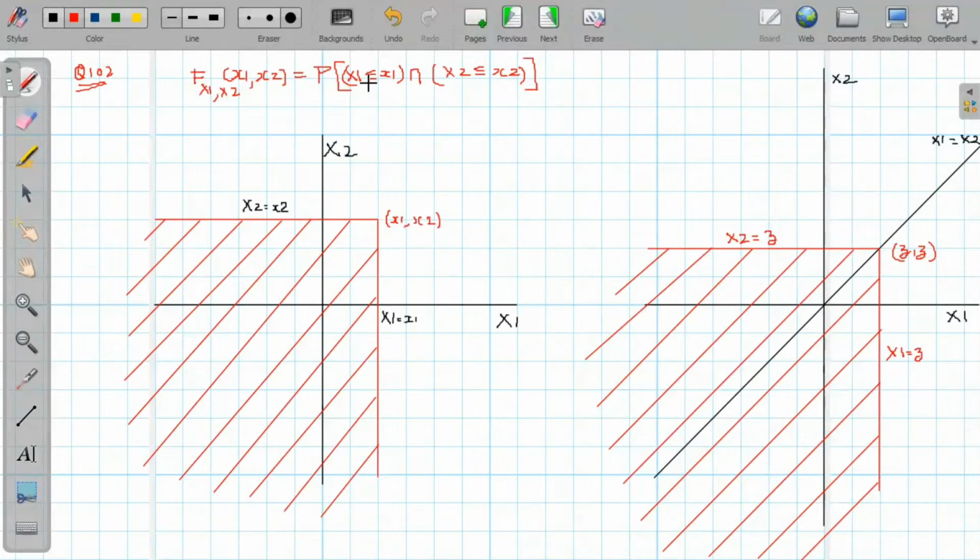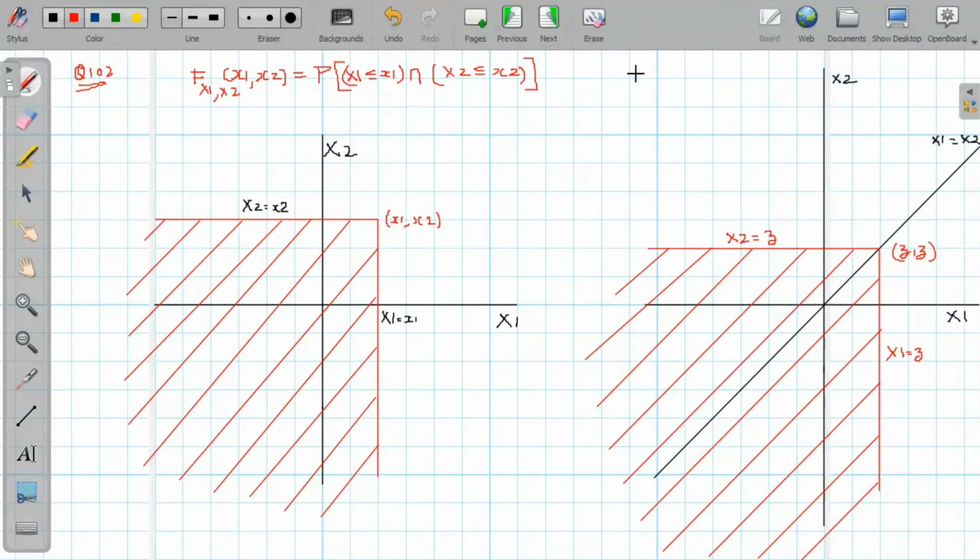So the probability that X1 is less than or equal to x1 and X2 is less than or equal to x2 is the probability that capital X1 and X2 lie in this region, which includes this boundary of x1 is equal to small x1 and x2 is equal to small x2. This inverted L-shaped boundary, as well as the region that is lying to the left of this inverted L-shaped boundary. So that is the definition of joint CDF of x1 and x2.